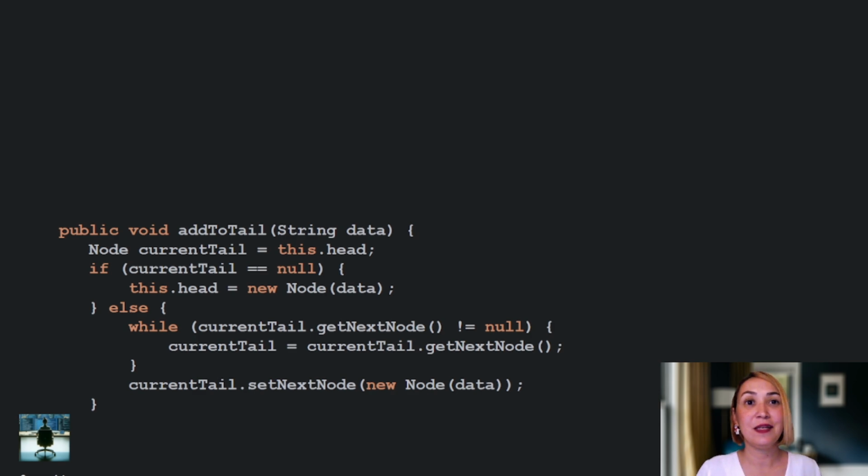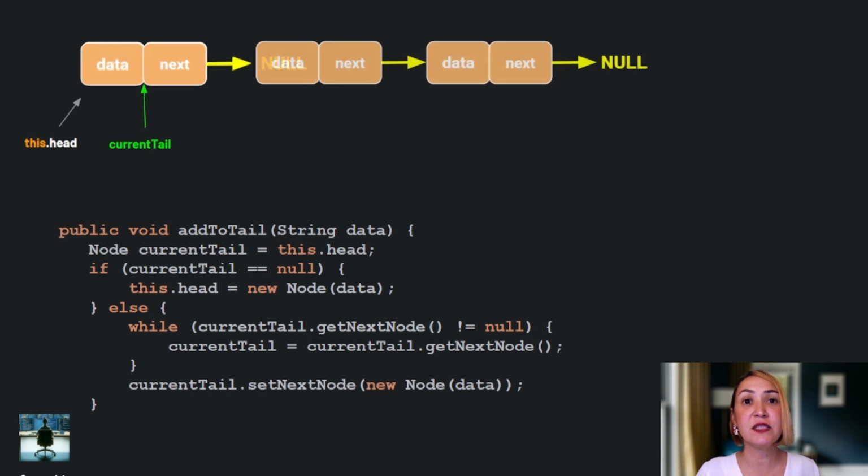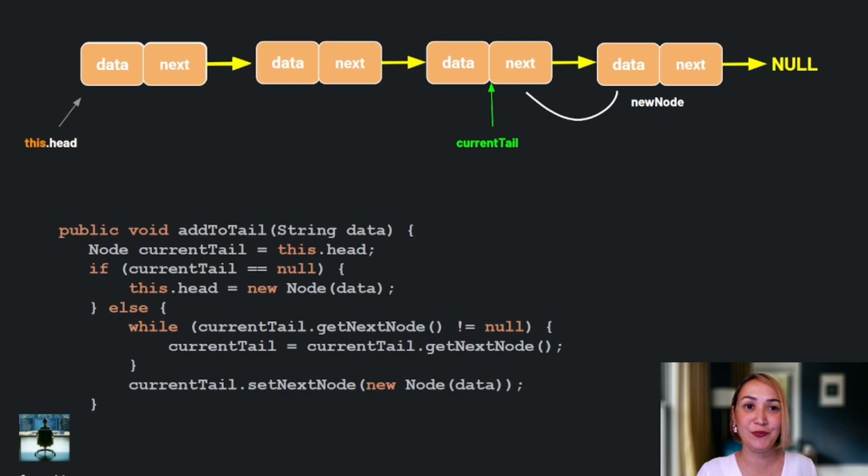Add_to_tail method. Let's add a method to insert a new node at the end of the linked list. Otherwise, we traverse the list until we reach the last node, whose next node is null. Then we set the next of the last node to the new node.